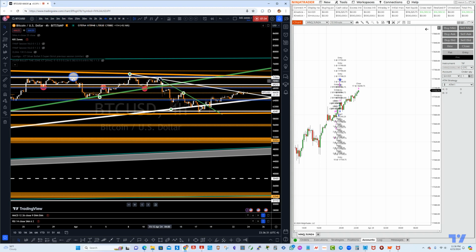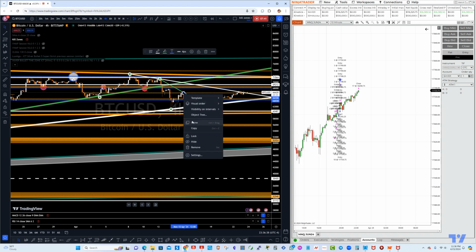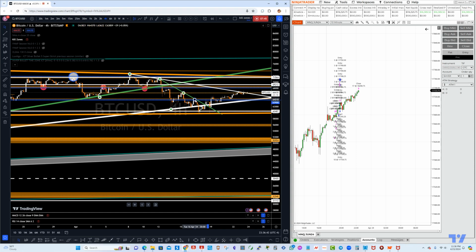So I expect the market to come to this, the third touch over here, like this. And the fourth touch got broken and market retested this point.